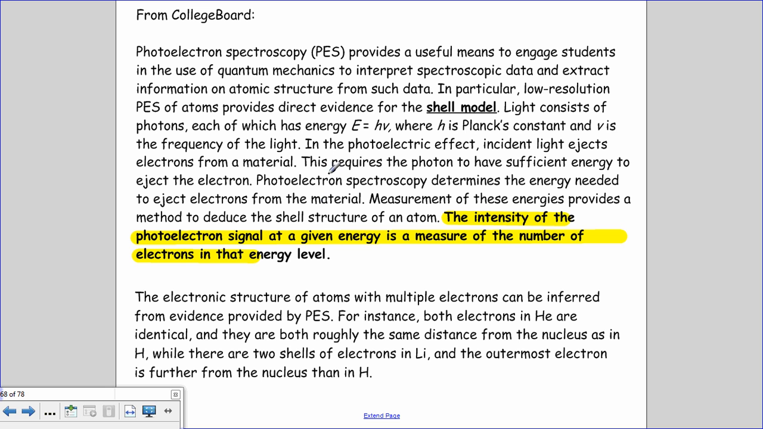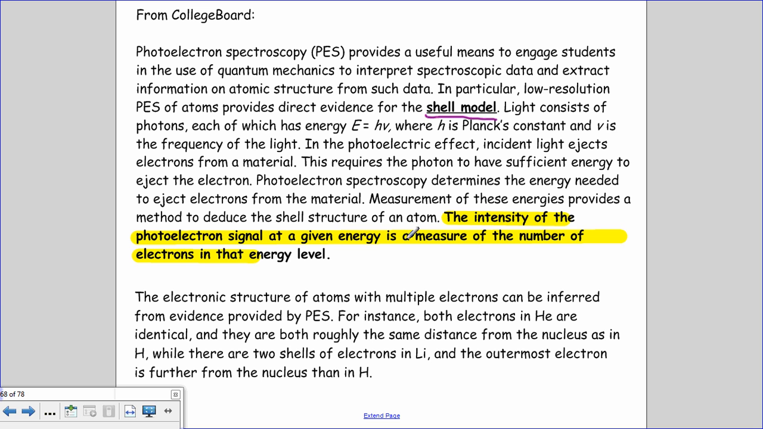This is from College Board. This is the big, humongous paragraph of information that you need to know about PES. This is straight from the curriculum, so I'll give you a second to read this, but notice that we're talking about how we relate the PES to the shell model, which we will talk about shells being the energy levels again. How the photoelectric effect is the evidence behind the PES, which is how much energy it takes to get the electron out of the atom.